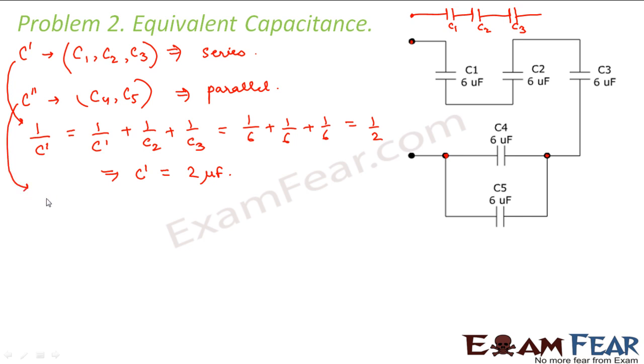Now let us calculate C double dash. So C double dash is the parallel combination of C4 and C5. So this will be equal to C4 plus C5, that is equal to 6 plus 6, that is equal to 12. So C double dash comes out to be 12 microfarads.